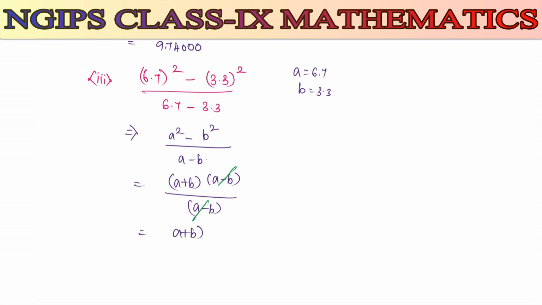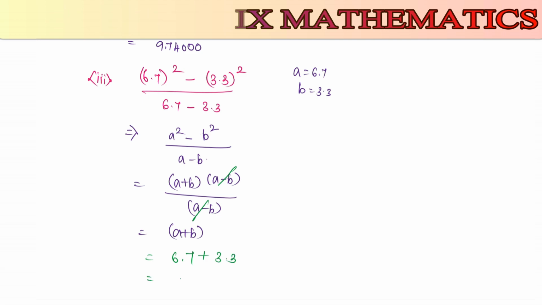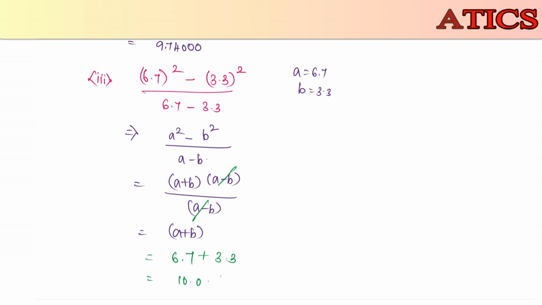We know very well a value they have given as 6.7. We have taken the substitution as 6.7. B value is 3.3. When you add this we are going to get 10.0. This is the final answer.